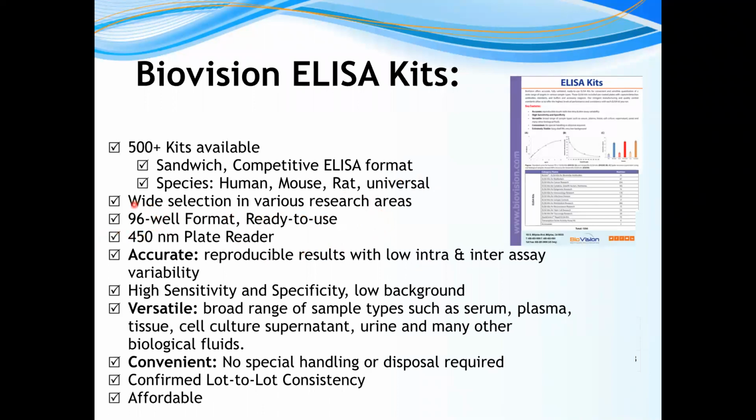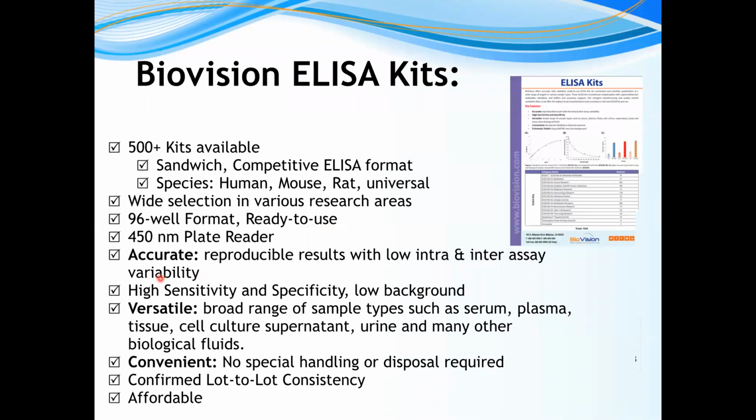All of our ELISA kits are available in 96 well format, and they usually come in a strip format. We provide 12 strips of 8 wells each, so it is very convenient for the users. They can use as many wells as they want at a time, and they can store the rest at an appropriate temperature for future use.